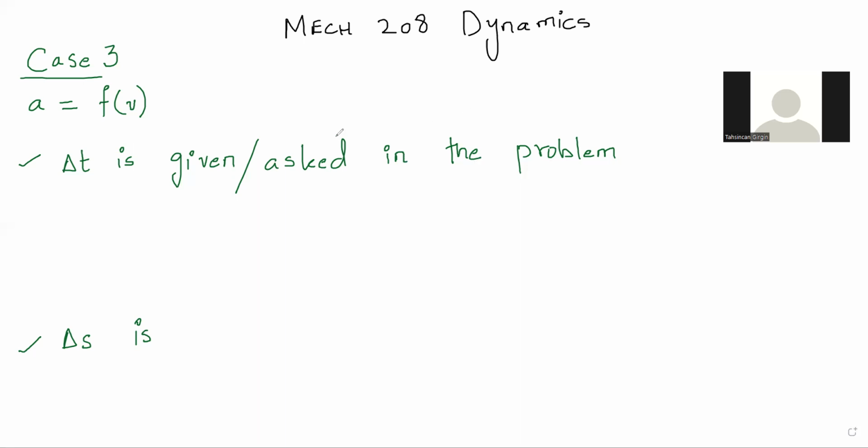I think I can start just writing our case 3. And case 3 part B is delta S is given or asked in the problem.